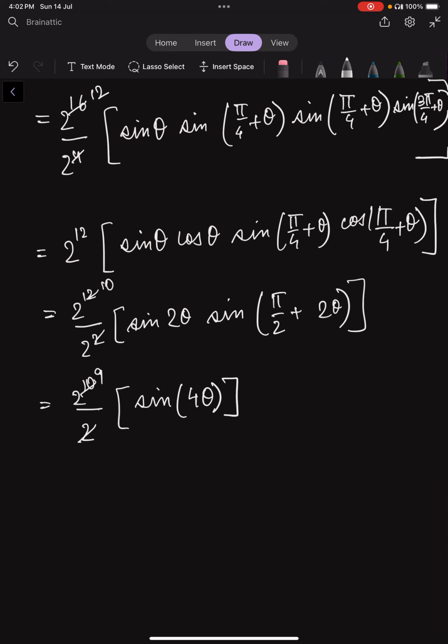So now when does sine theta become maximum? Sine theta achieves its maximum value at 1. So 2 power 9 into 1, and the maximum value for M can be 512. So this is your answer.